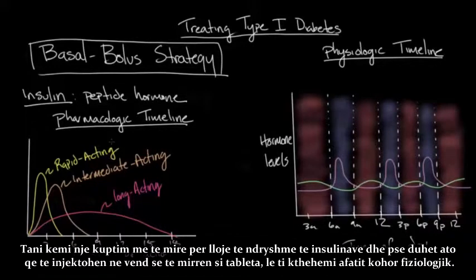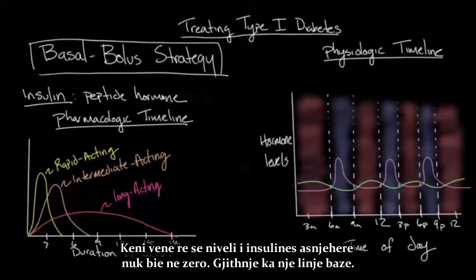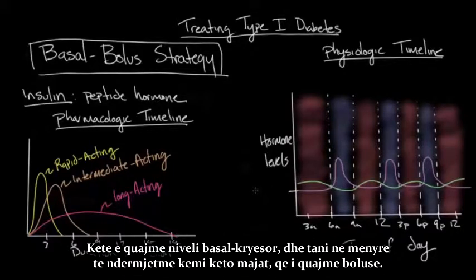So now that we have a little bit better understanding of the different types of insulin and why it needs to be injected instead of being taken as a pill, let's go back to this physiologic timeline here. And let's specifically look at this insulin level. Now you notice that the insulin level never goes all the way down to 0. There's always this baseline level here, and we'll call this the basal level.